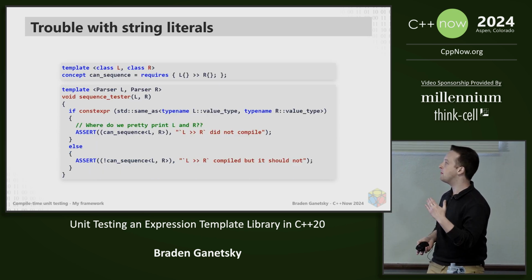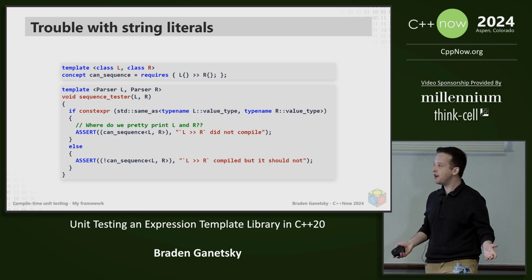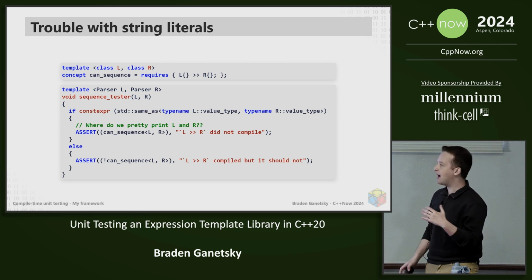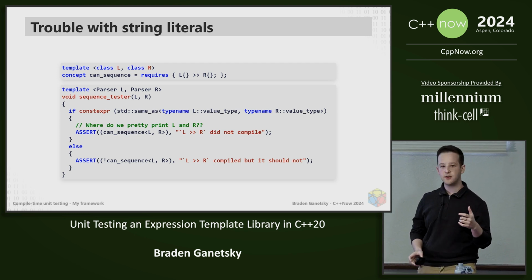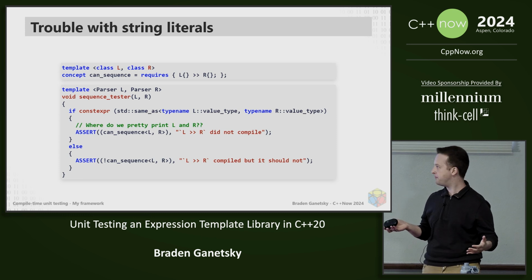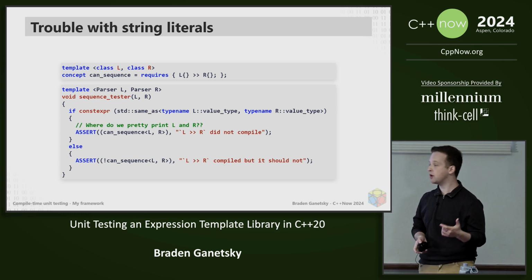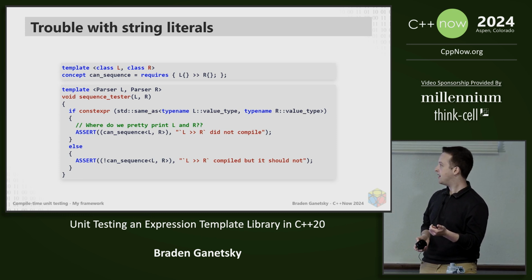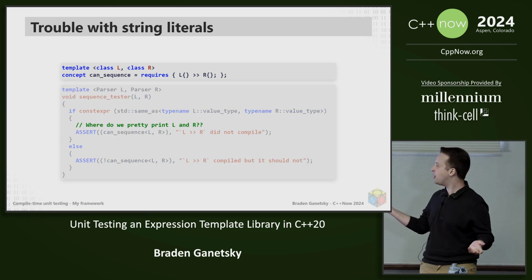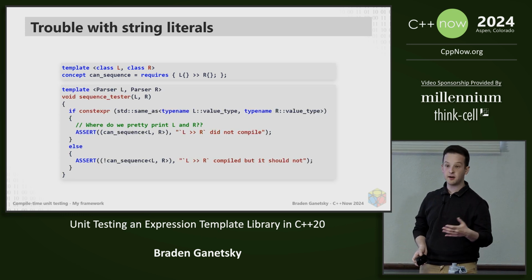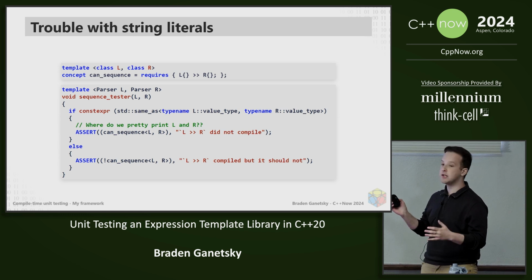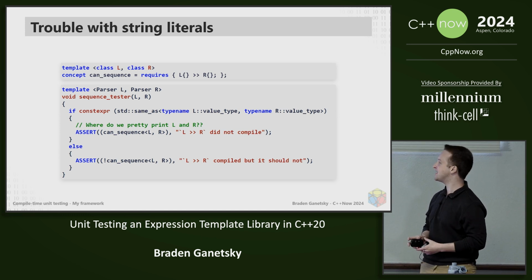What if I'm looping over a big list of parsers? How do I know? So the problem is I want to check whether the value type of L and the value type of R are the same. And if they are the same, then I want to assert that we can sequence them together. But how do I know if something went wrong? Where do I pretty print L and R? And the answer is that you can't. Not at compile time, at least. Sorry, not as a string literal, at least, I should say.